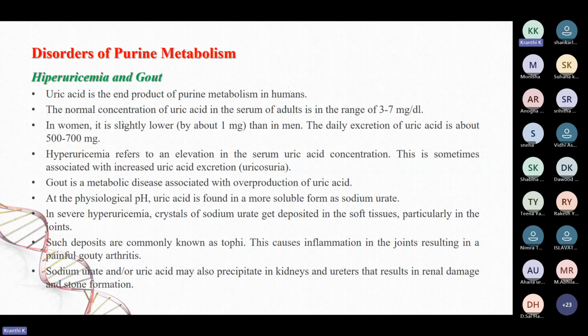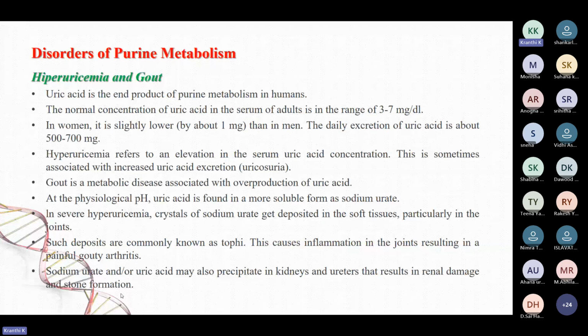The normal concentration of uric acid in the serum, usually in the blood, is 3 to 7 milligrams per dl. Usually in women it will be slightly lower, by about 1 milligram. The daily excretion of uric acid is about 500 to 700 milligrams via urine, because urine contains uric acid also. Some animals excrete completely uric acid. We excrete mostly urea, but uric acid also, that is 500 to 700 milligrams. But some, like lizards and some insects, release more uric acid.